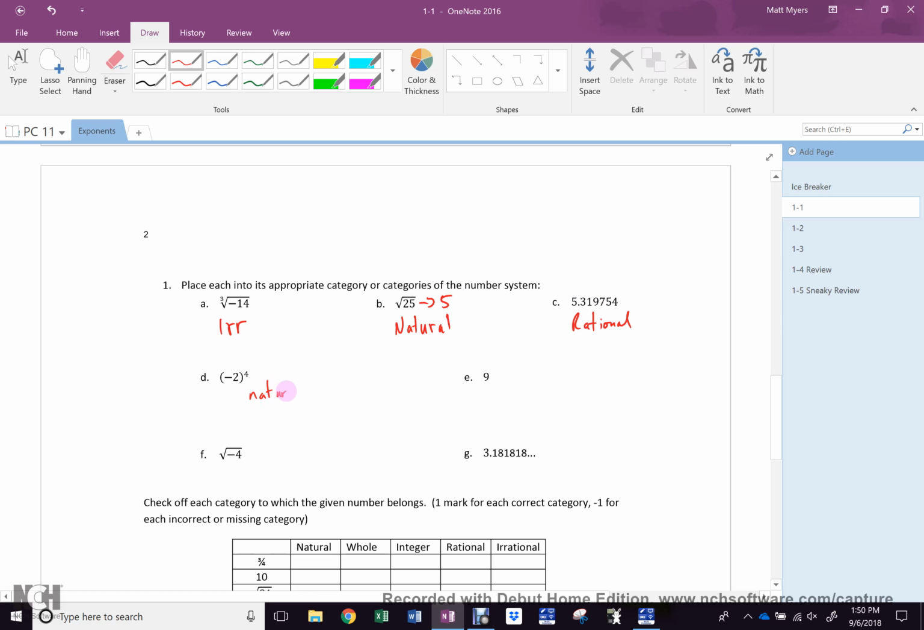Natural. Because, of course, negative 2 to the fourth power, a positive exponent that's even with a negative base, makes a positive number. That is, of course, positive 16. What about E? Natural. Now, if it's a natural, does that automatically make it a whole number, Heyman? Yes. Kind of. What about this?